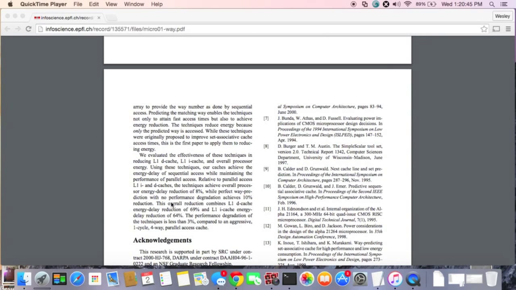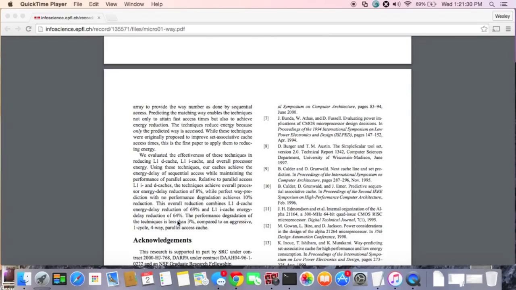For way prediction with instruction caches and a combination of way prediction and selective direct mapping in data caches, they see a data cache energy delay reduction of 69% and an instruction cache energy delay reduction of 64%. That's quite a bit. That's pretty awesome. The performance degradation of these techniques is less than 3% compared to, I'm not sure what they mean by aggressive, but compared to a four-way set associative parallel access cache that's probing the tag at the same time as probing the data. Less than 3% performance degradation.